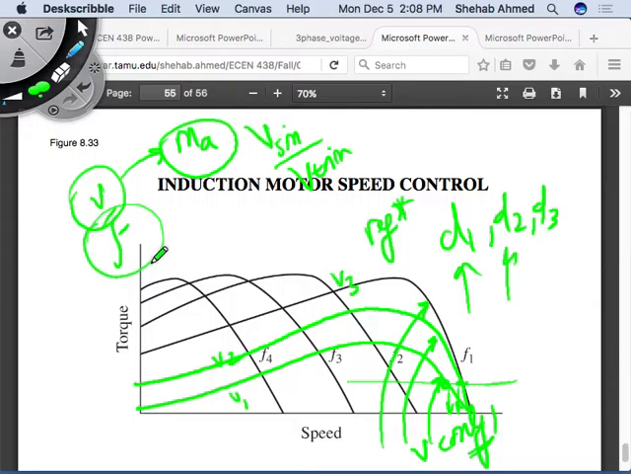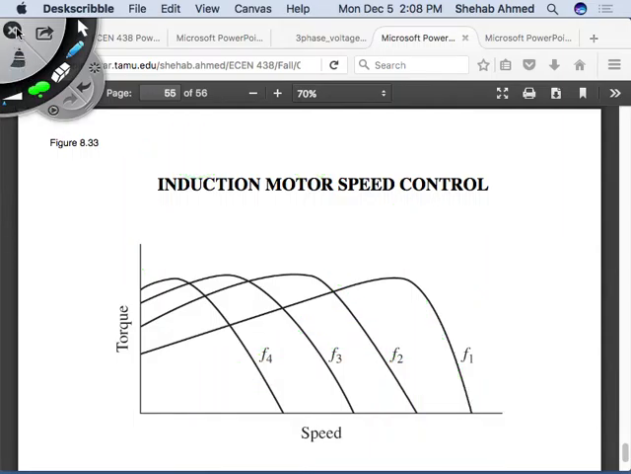So you change both to maintain a fixed V over F ratio so that you can create a certain flux in the air gap. Right? So that's a big application of DC to AC inverters.